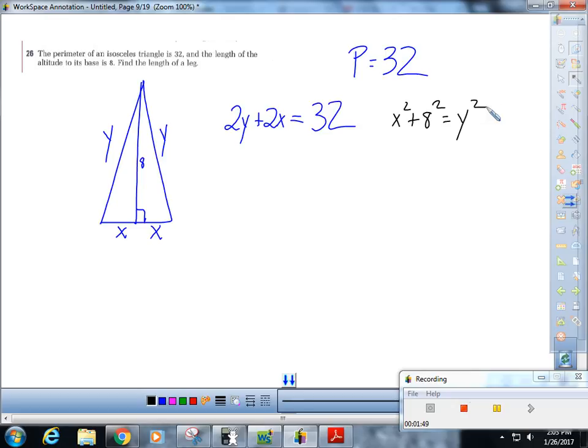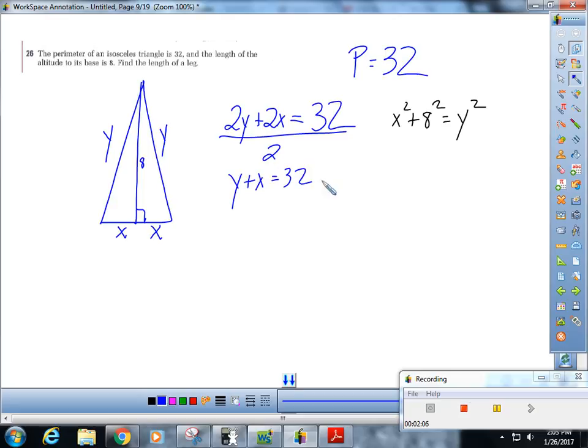And what I'm going to do is write this, divide all this by 2, and you get y plus x equals 16, and I'm going to solve that thing for y.